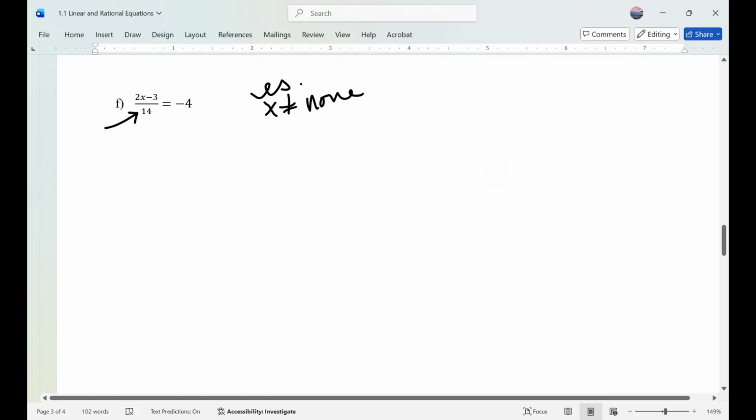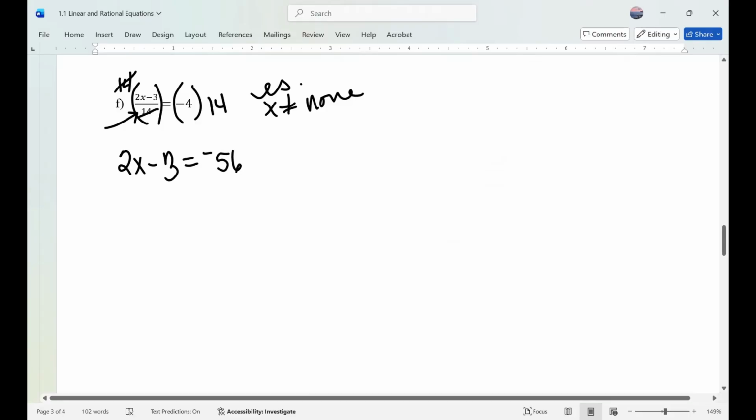All right, so here we're going to go ahead. We're going to get rid of the fraction. First, we get rid of parentheses, and then we get rid of any fractions or decimals. So I'm going to multiply by 14 to both sides. Well, multiplying by 14 to the left side, those 14s are going to divide out. So that's going to give me 2x minus 3. Remember, we wanted to multiply by 14 to get rid of the fraction. So don't do the 14 times the top and the bottom. Okay. On the right side, we've got negative 4 times 14. So that's going to give us negative 56.